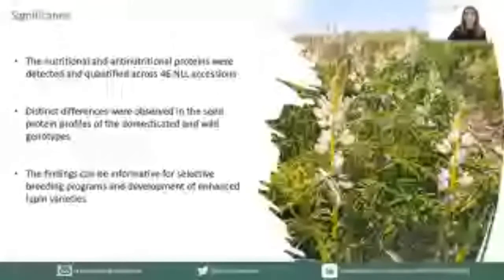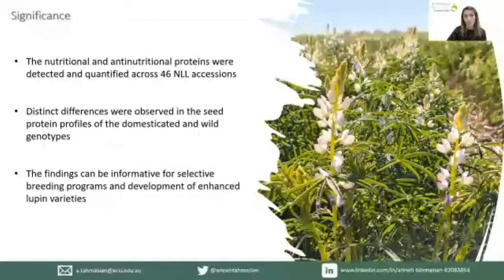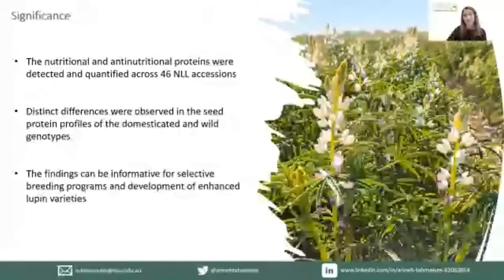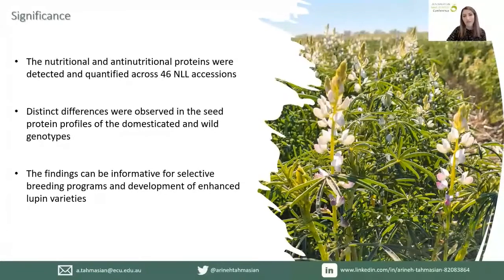So using mass spectrometry, we were able to quantify some of the nutritional and anti-nutritional proteins from lupin. We identified distinct differences between the wild and domesticated varieties at conglutin level. And this is all useful information for selective breeding programs and development of varieties with quality protein complement.